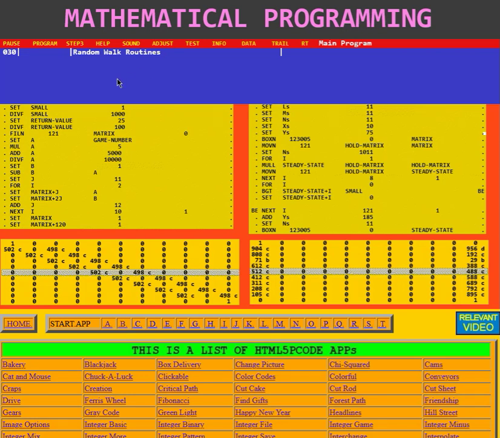This is the video for the random walk routines. Here on the left is one of the routines, and here on the right is the second routine. We'll start with the one on the left. Set small to 1, divide it by 1,000. Set return value to 25, divide it by 100. We're actually not going to use that, but I went over it anyway.